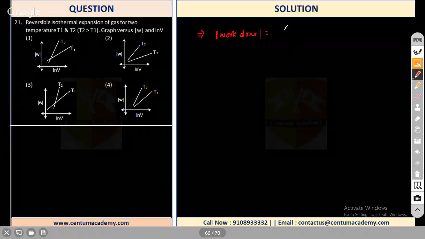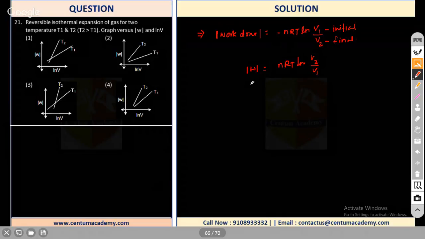can be given as minus nRT ln Vi by Vf, where Vi is initial and Vf is final. Or we can also write work done W is equal to nRT ln V2 by V1, V final over V initial.